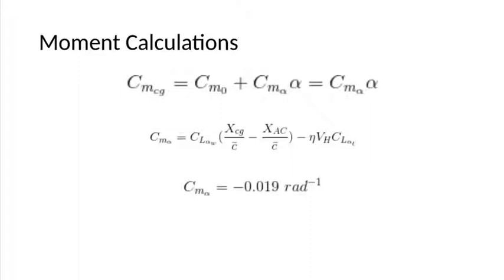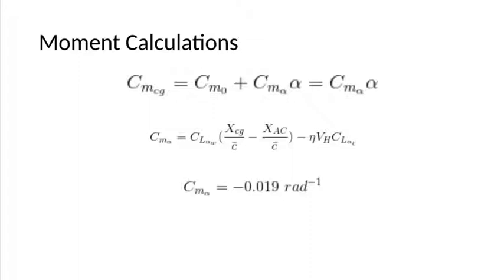Here's the moment response calculations for the stable configuration. First, we stated that CM0 is equal to 0, and that causes the CM about the CG to be equal to CM alpha times alpha.